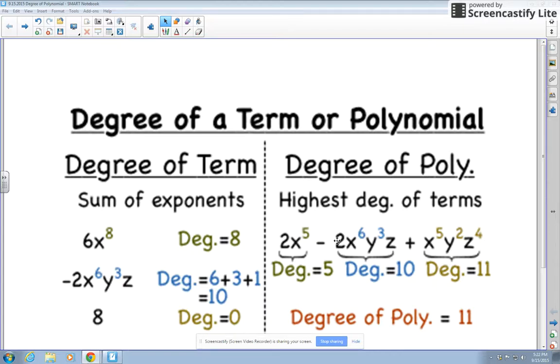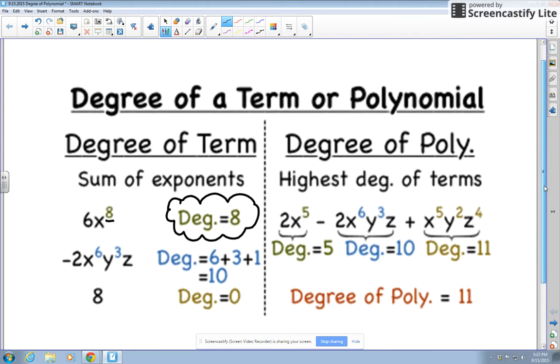Degree of a term or polynomial. Degree of a term will be 8 for the first example. And we know that the degree of that term is 8 because we look at the exponent.